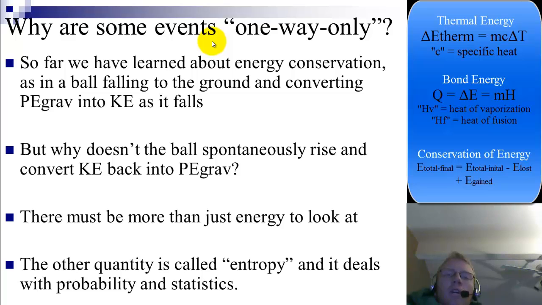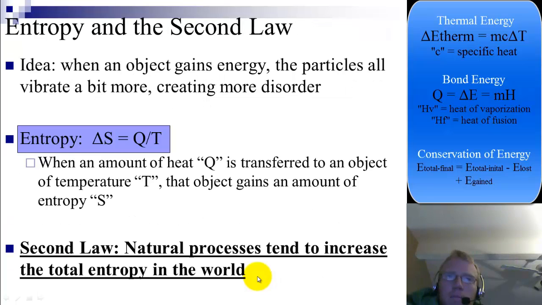And so the way that we can do that is by looking at this new variable called entropy. You've probably heard of entropy, maybe in 8th grade science or just throughout other science classes, maybe chemistry. And we're not going to talk about it in too much detail, but I just want to give you a taste of what's going on. So this new topic, entropy, has to do with probability and statistics.